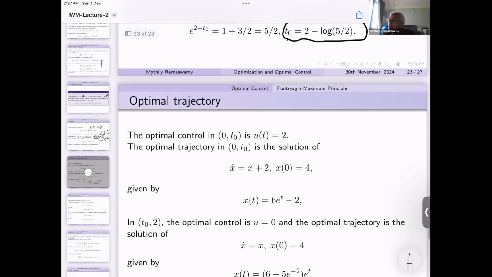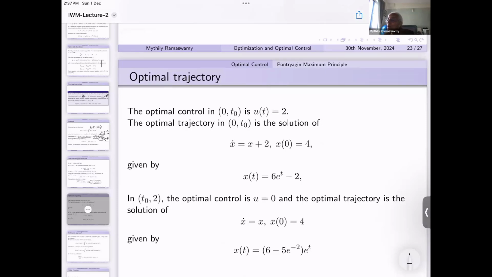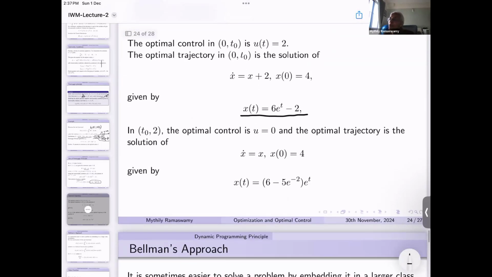If you go on, the optimal control in 0 to t naught was u(t) equal to 2. That's what we found out. Now you plug in this value and find the optimal trajectory in 0 to t naught. x dot will be x plus 2, since it was x plus u, and we decided u is 2 because that makes the Hamiltonian the smallest. So x dot is x plus 2 with x(0) equal to 4, and this gives the optimal trajectory. Similarly, for t naught to 2, the optimal control u is 0, and then I integrate it, and that gives me this solution.